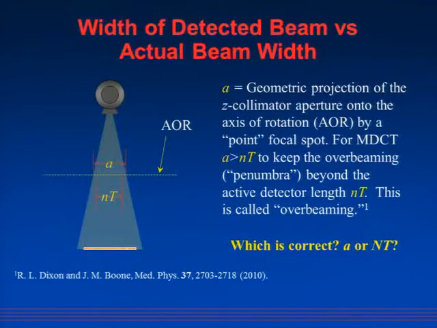And you can think of this as needing a certain fixed amount, not a fraction, of beam overlap to make sure that there's no problem with the edge of the beam clipping the edge of the detector. So this is dealt with by some of the manufacturers.